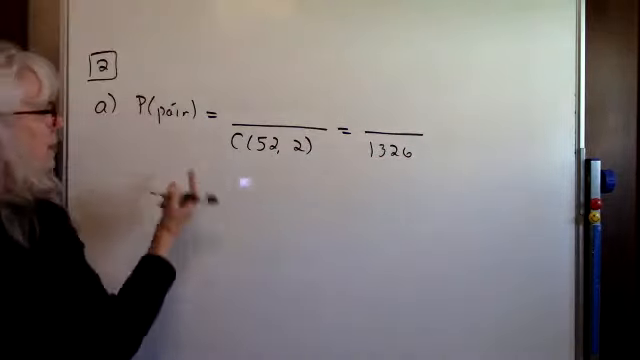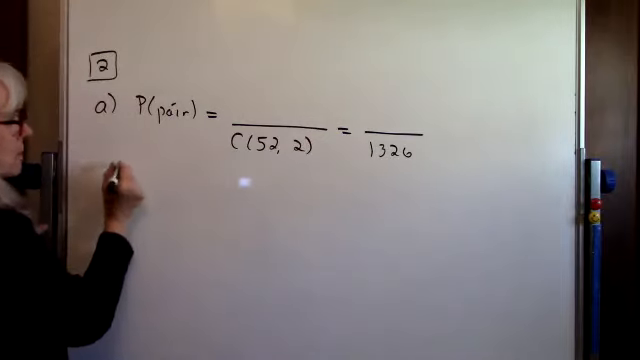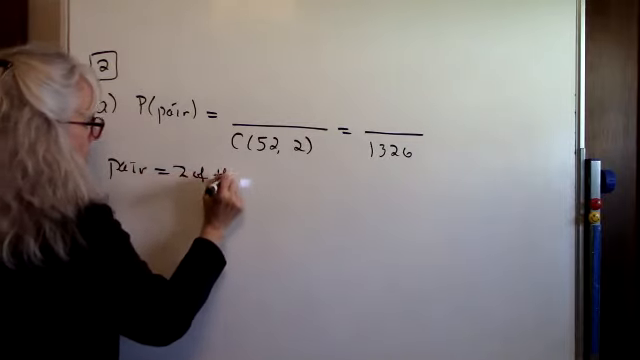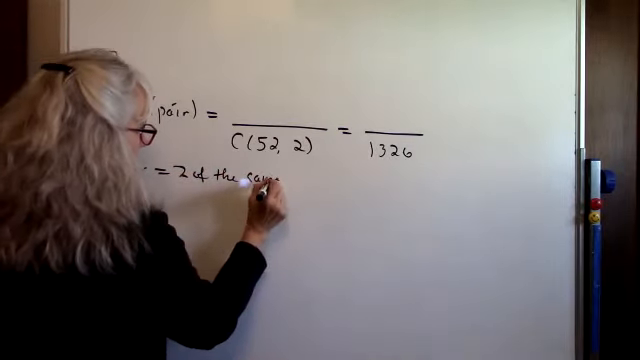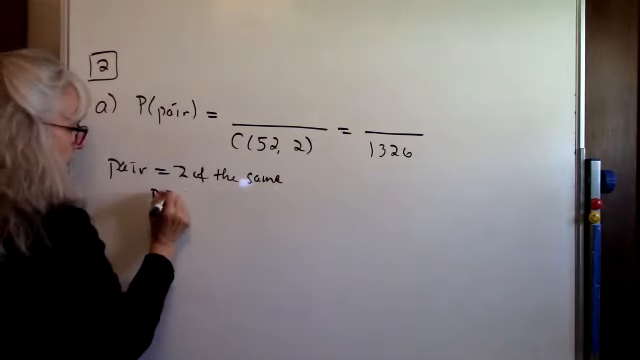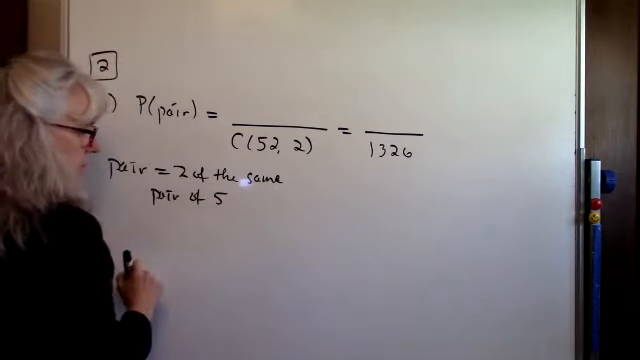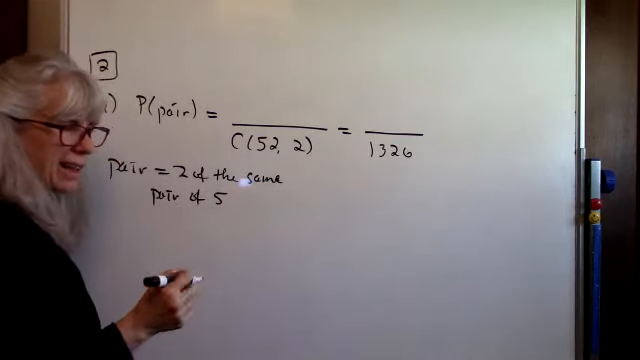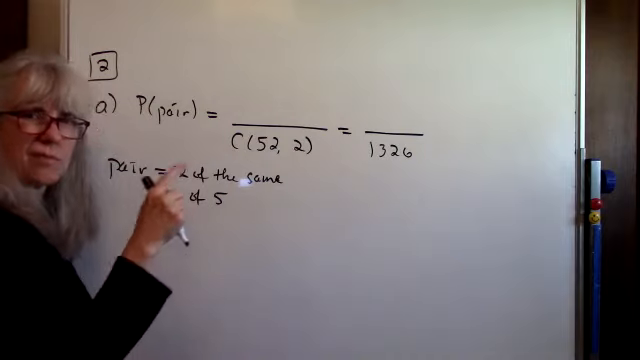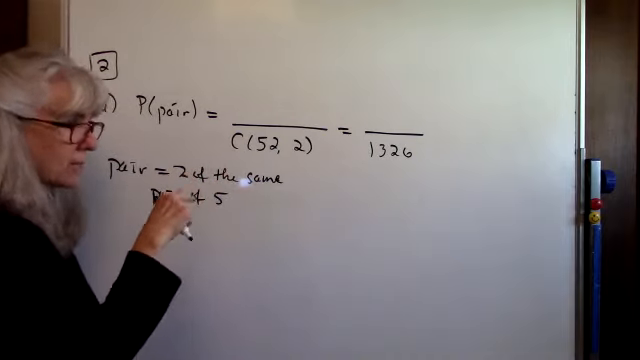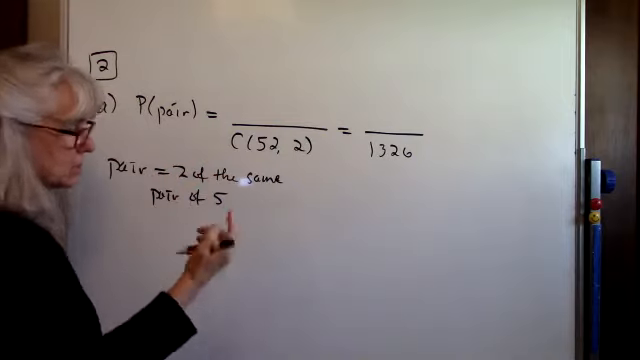Okay, well, now how about getting a pair? Well, what does a pair mean? A pair means 2 of the same. So, for instance, we could go for a pair of 5s. Well, how many ways are there to get a pair of 5s? Well, I could have the 5 of hearts, the 5 of diamonds. I could have the 5 of clubs, the 5 of diamonds. I could have the 5 of spades, the 5 of diamonds, and so forth.